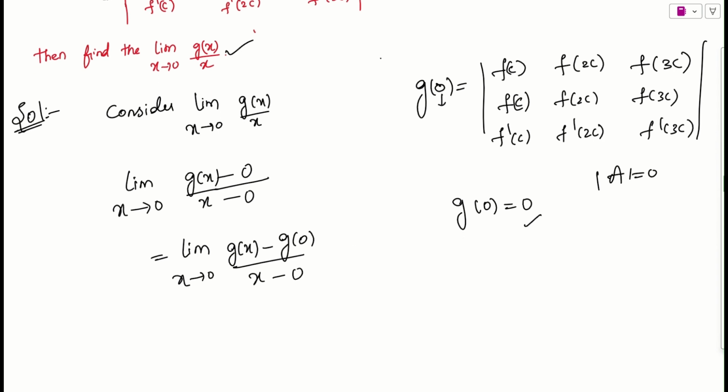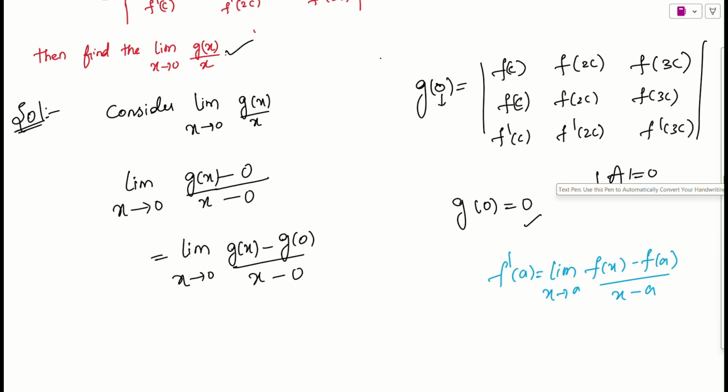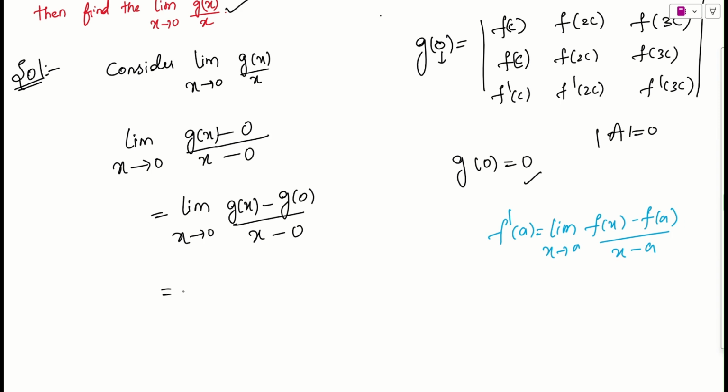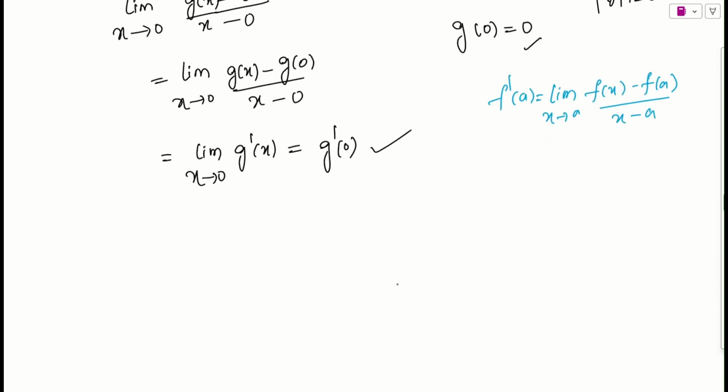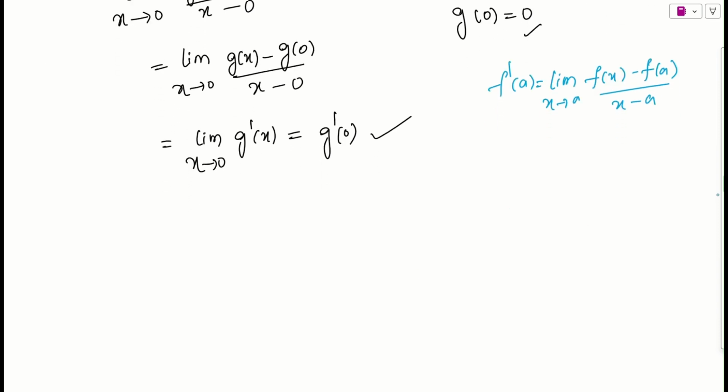If you look into the definition of a derivative, what is the formula for f dash of a? We know it is limit x tends to a of f of x minus f of a by x minus a. This is the general definition of the derivative of a function. The same thing applies here, so this is nothing but limit x tends to 0, which is g dash of x, which is g dash of 0. Instead of finding limit x tends to 0 of g of x by x, if you find g dash of 0, that will be more than enough. For finding g dash of 0, you need to know how to differentiate a determinant.